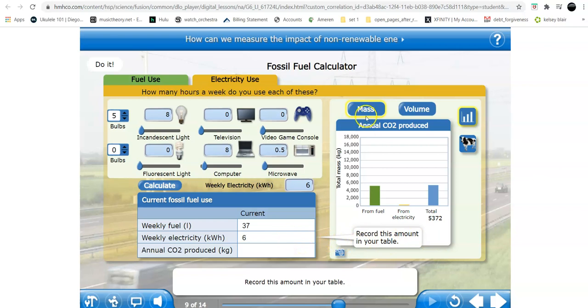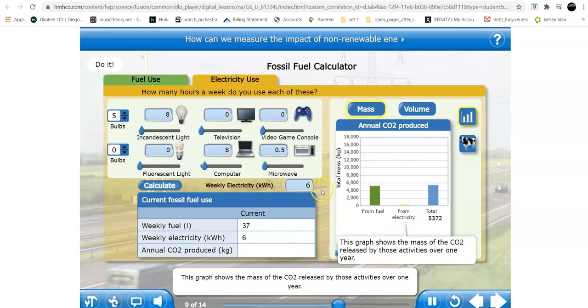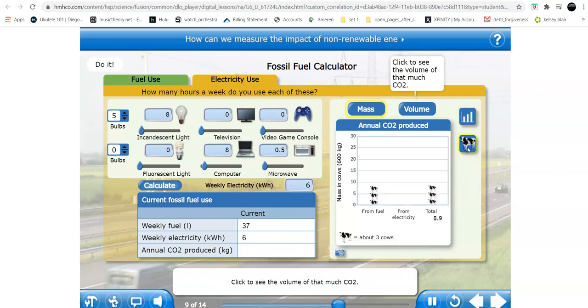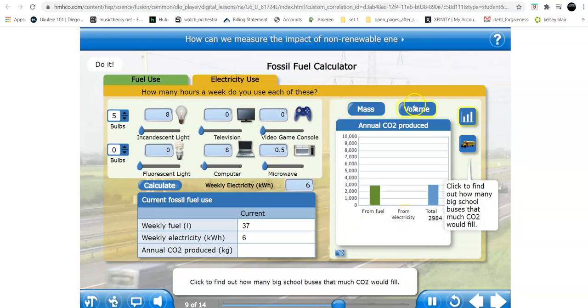Okay, did that. This graph shows the mass of the CO2 released by those activities over 1 year. Click each bar to see its value. Okay. Click to capture a picture of this graph. I do want to do that. Record the total mass of the CO2 released. I think I click over here. Click to see the volume of that much CO2. Click to find out how many big school buses that much CO2 would fill.